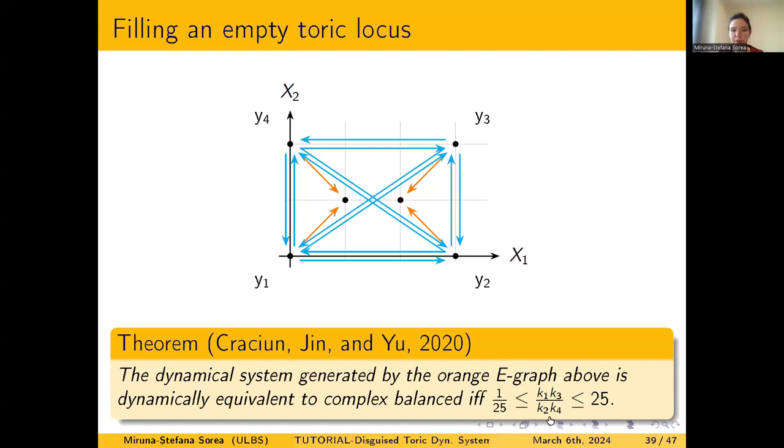For now, just think of this orange graph. You see, this is not weakly reversible. One doesn't have any chance of having a toric locus, because for the orange graph, the complex balancing conditions are not possible.